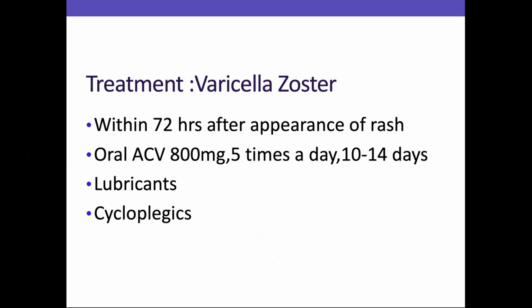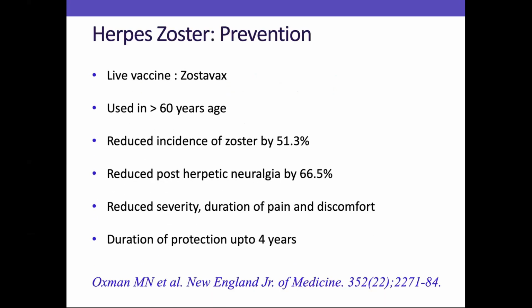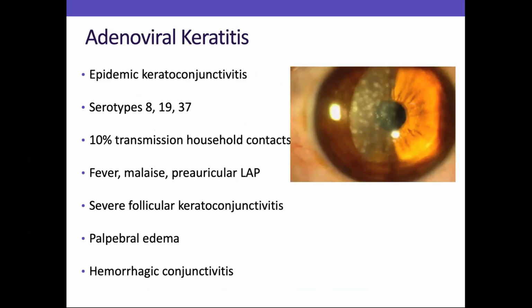Of course, in the treatment part, you have to remember that in zoster the dose is double. So it is 800 milligram 5 times a day for 10 to 14 days. There is no role of topical acyclovir in varicella zoster keratitis. And there's a vaccine which has come for prevention, which is very much used in the West, not so much used in India. And this is the adenoviral keratoconjunctivitis that we were talking about.